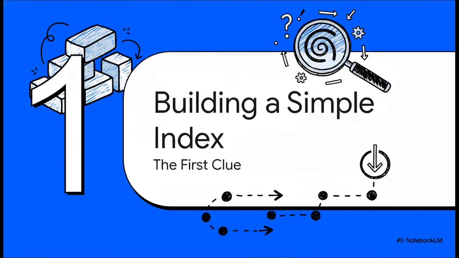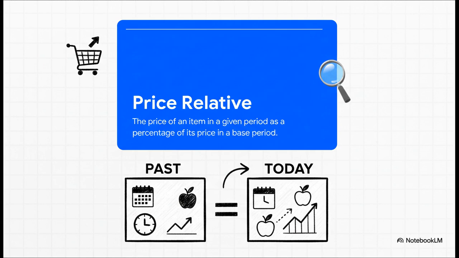Okay, to really understand how these powerful indexes work, we have to start at the very beginning with the most basic building block. The simplest kind of index out there is something called a price relative. It sounds technical, but it's not. All it does is compare the price of one single item today to its price at a fixed point in the past. And that starting point, we just call the base period.